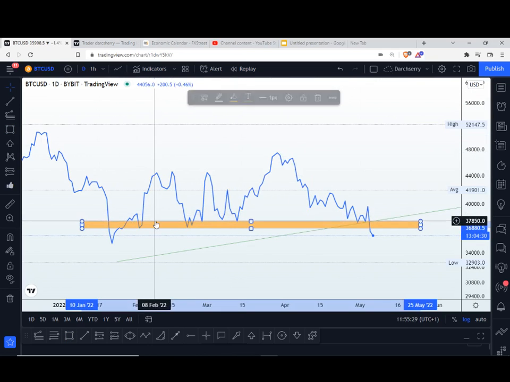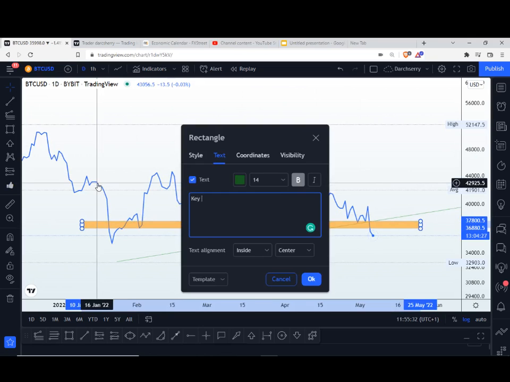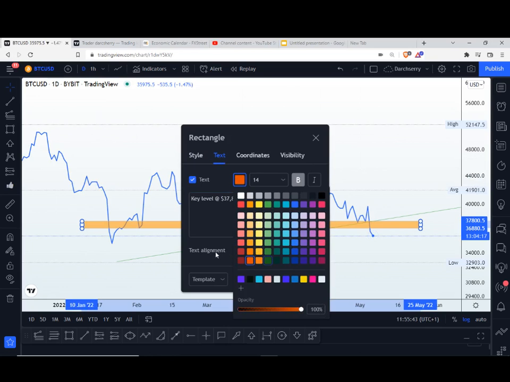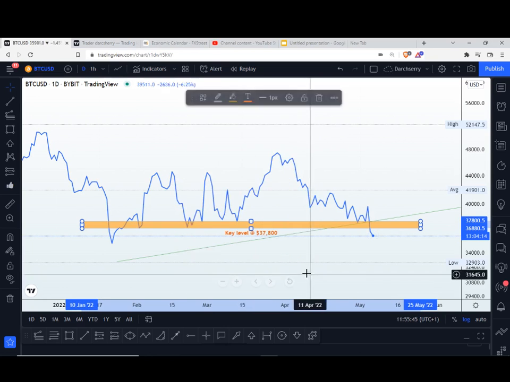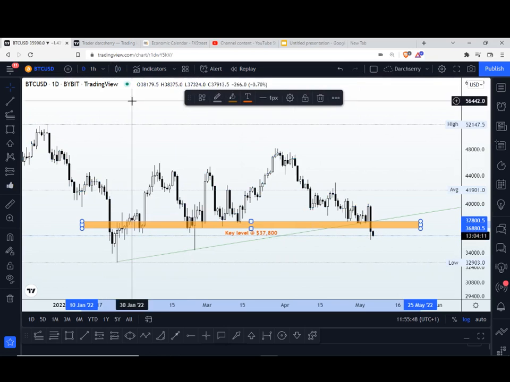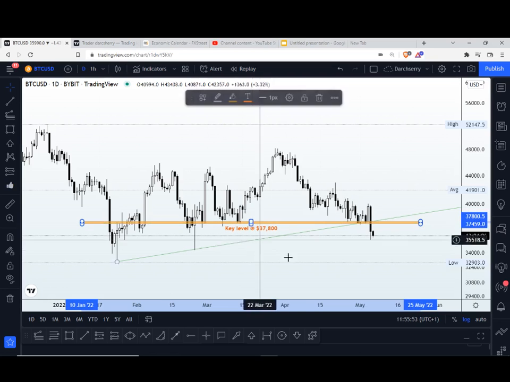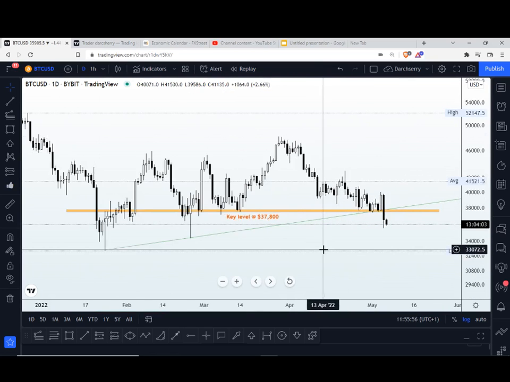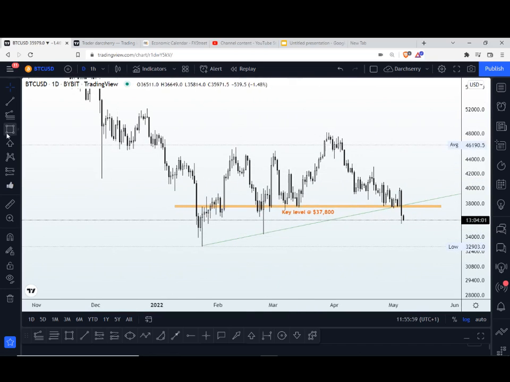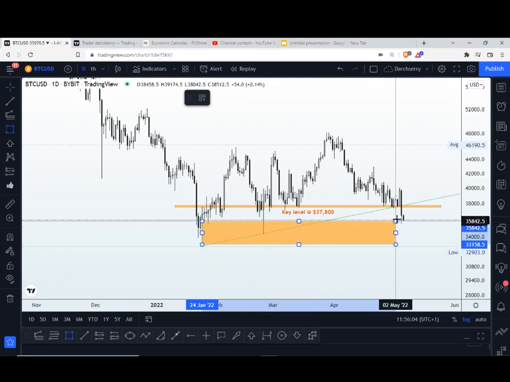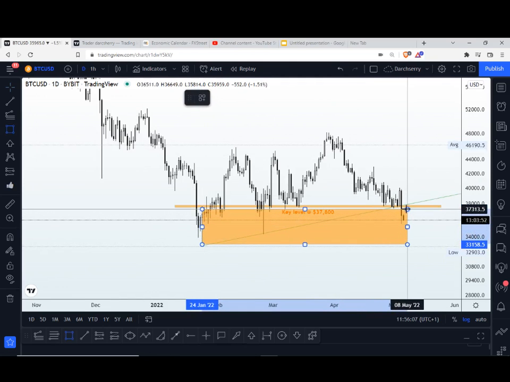So let's label this key level at $37,800. So we have it gold. Let's put it at the bottom. So we have a key level right there. And then another thing we need to understand is that we're still within a demand zone that has been holding since the beginning of the year. And if we look left, we can see that we have a demand structure around this area.